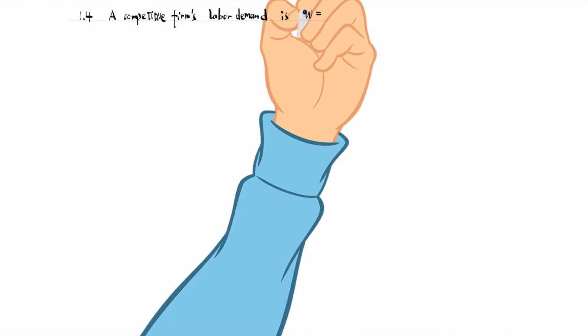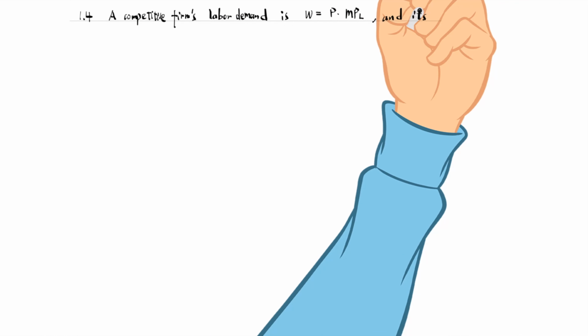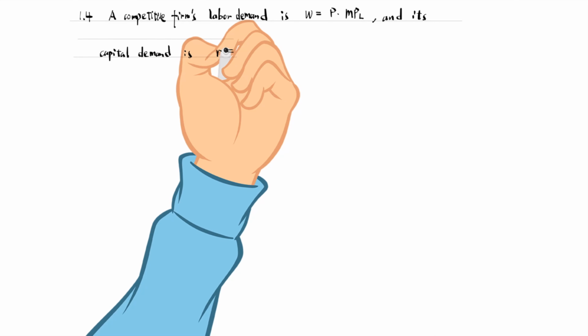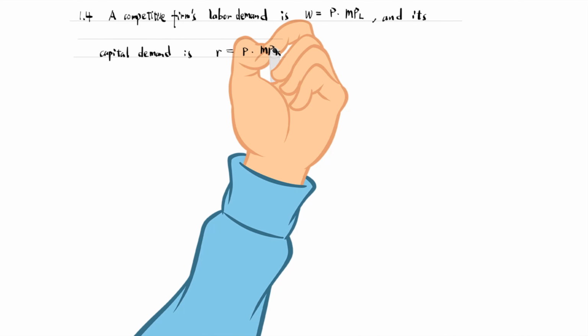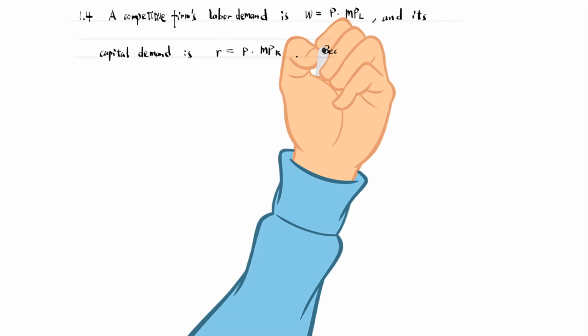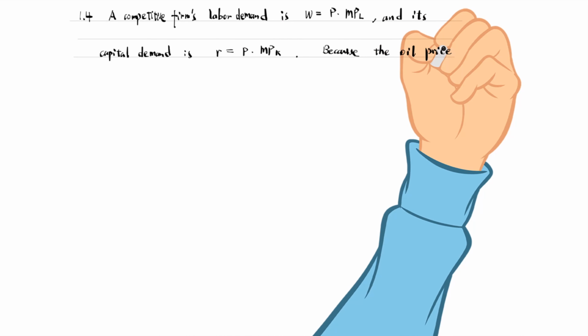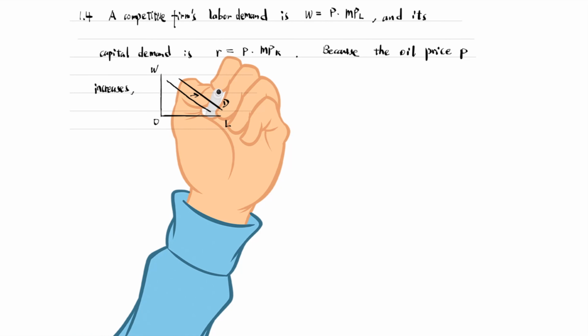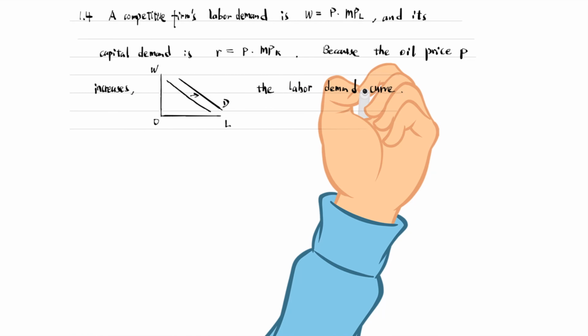A competitive firm's labor demand and capital demand are as follows. They come from the firm's profit maximization in the long run. Because the oil price increases, the labor demand curve shifts to the right. For every given level of wage, the demand for labor increases.